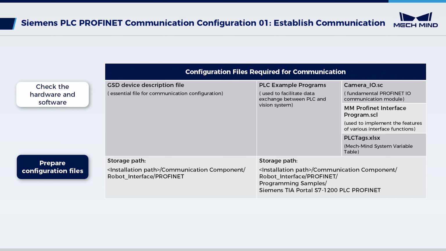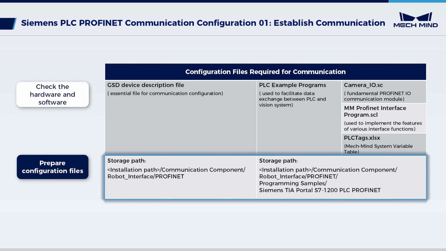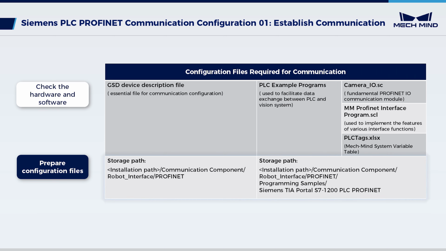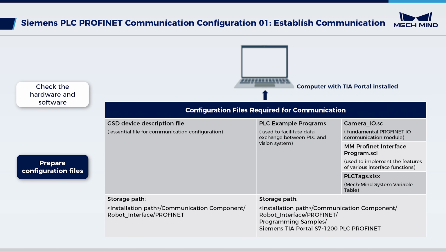In addition, prepare the configuration files required for communication. The GSD device description file and PLC example programs are located in the installation directories of Mech-Vision and Mech-Viz. Copy these files to the computer with PCI-e portal installed for subsequent import and use.